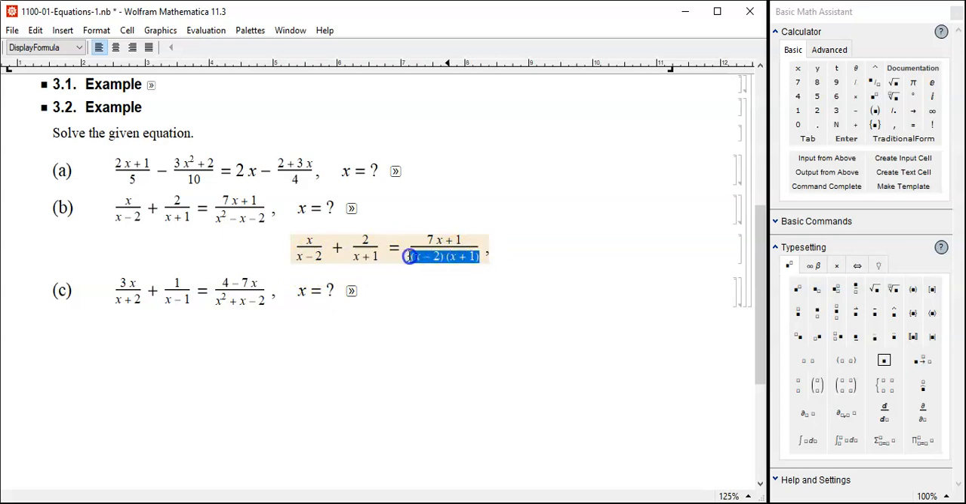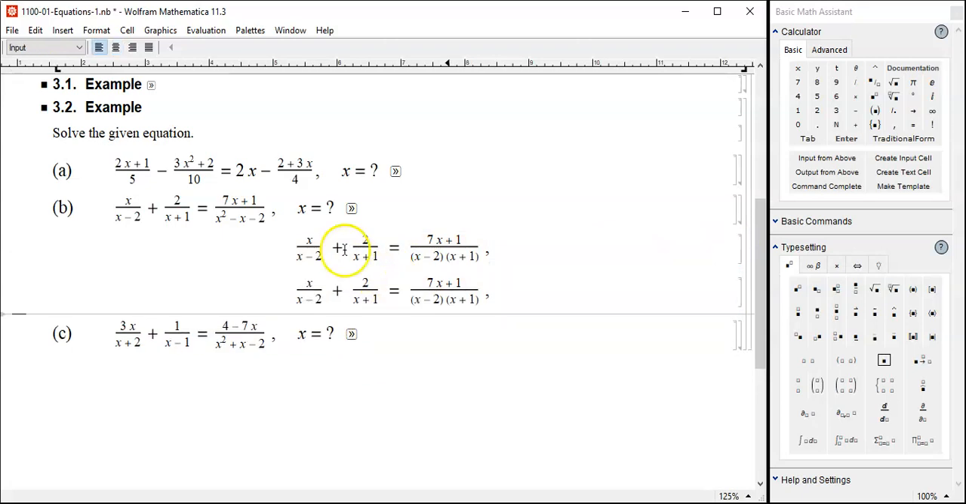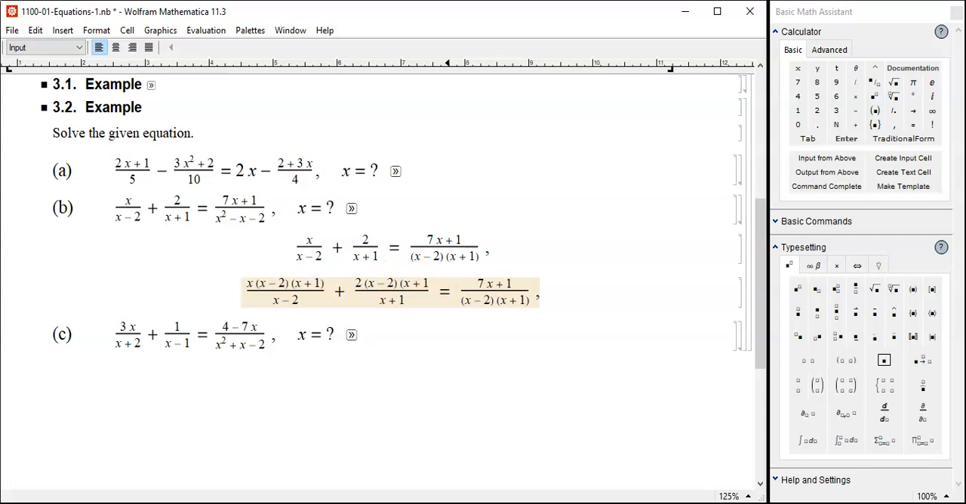Then it looks far more benign because we have x minus 2 and x plus 1 here. So this one down here turns out to be the LCD. So you just multiply the LCD here, x minus 2 times x plus 1. And here multiply x minus 2 times x plus 1. And then here you multiply the same thing, x minus 2 times x plus 1. Okay, all right.